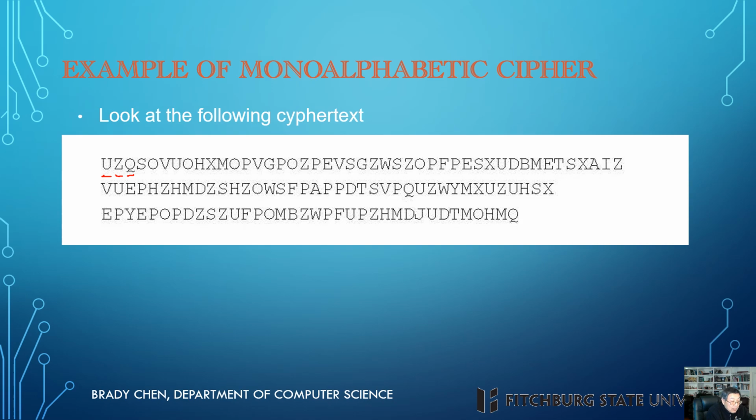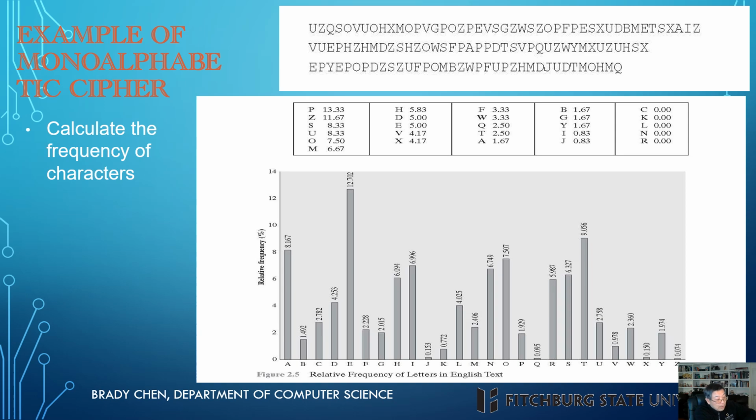Now, can we use the frequency of alphabets to analyze it? Okay, let's see. Let's apply the frequency of characters to figure out what could be the original plaintext. Hopefully we can solve that problem. Here's the ciphertext we just mentioned. I counted the total number of characters. It is 120. And then here we calculate the frequency of each character.